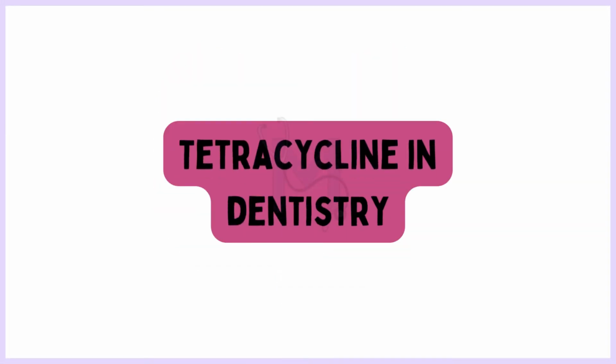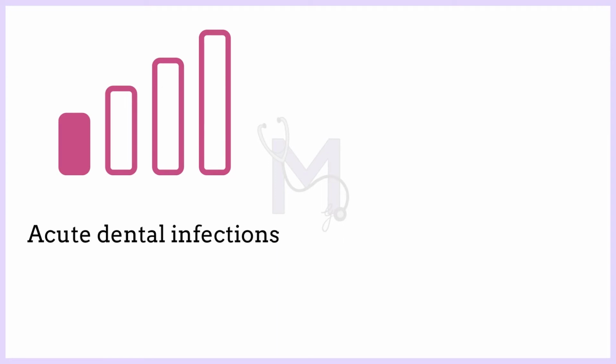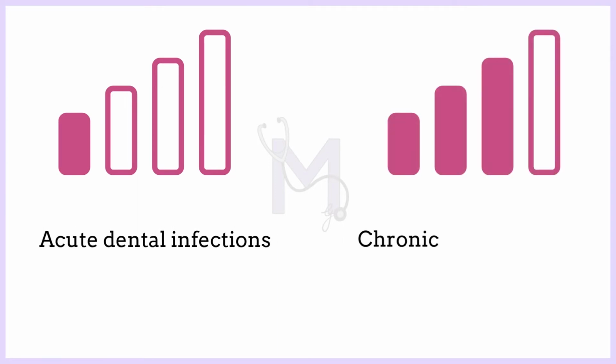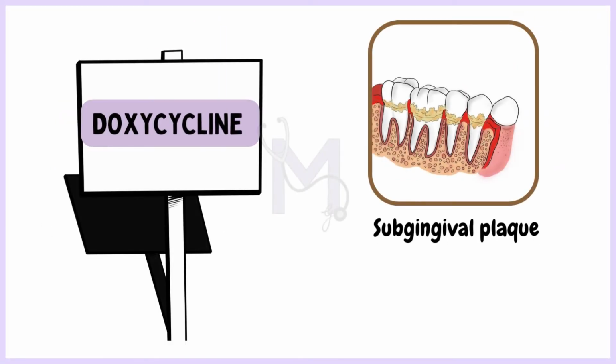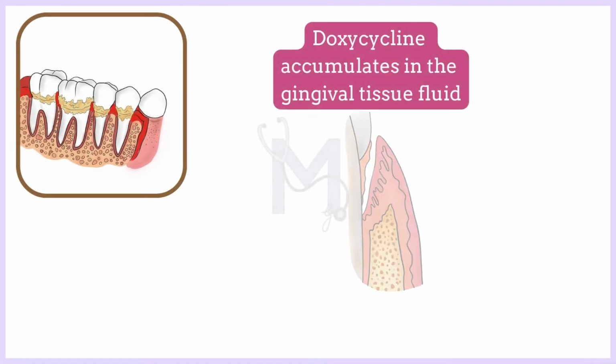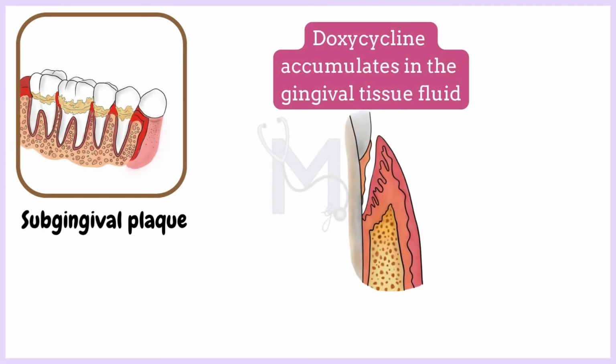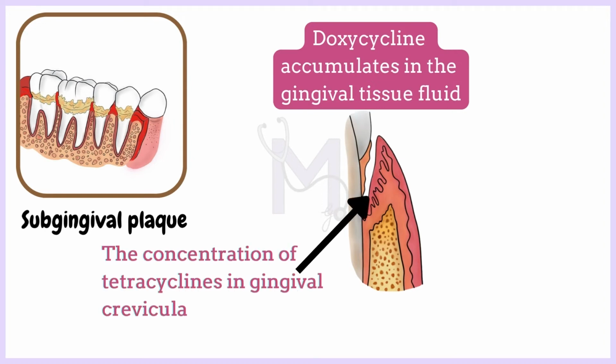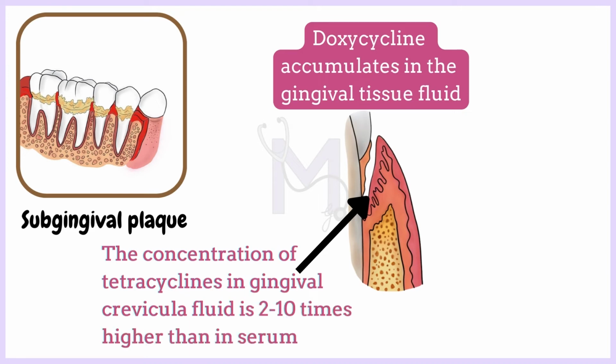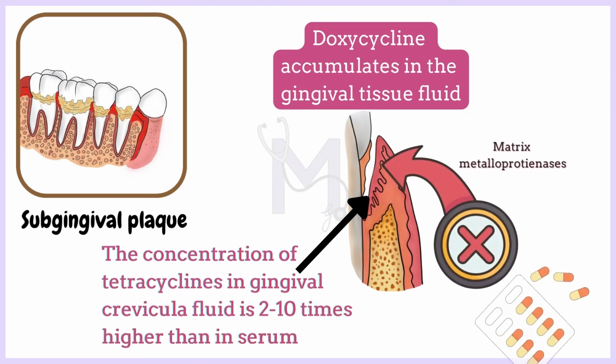Now, for the important part, the use of tetracyclines in dentistry. Their role is limited in acute dental infections, but they are a very useful adjunct in chronic periodontitis, which is resistant to other antibiotics. Doxycycline is useful for subgingival plaque. If you recall, doxycycline gets accumulated in the gingival tissue fluid. The concentration of tetracyclines in gingival crevicular fluid is 2 to 10 times higher than that in the serum.